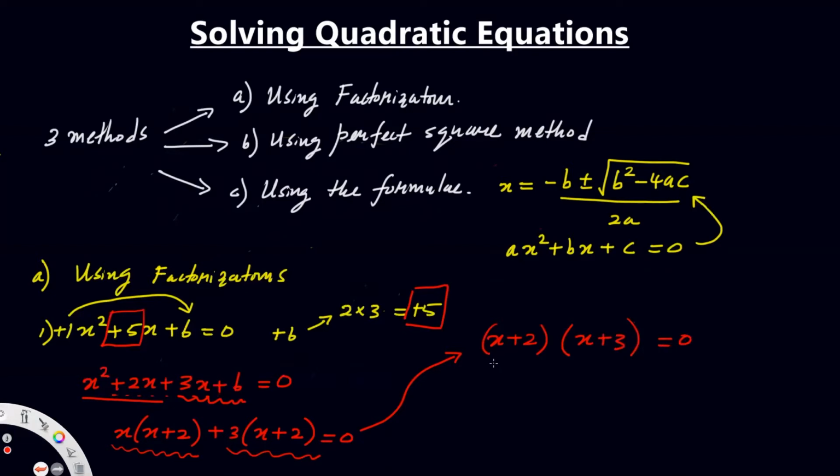Now, we know the null factor theorem. Null factor theorem means if you have two brackets multiplying each other, and that is going to be 0, then this bracket is going to be 0 by itself, and the second bracket is also going to be 0 by itself. Then you get x plus 2 is equal to 0. So from there you get x is equal to minus 2. From the second bracket you get x plus 3 is equal to 0. There you get x is equal to minus 3. So there are two solutions, x is equal to minus 2 and minus 3.